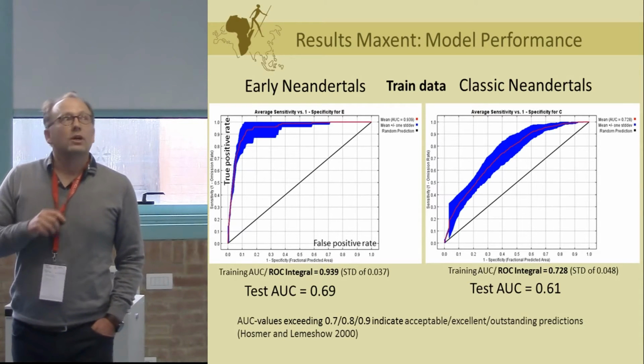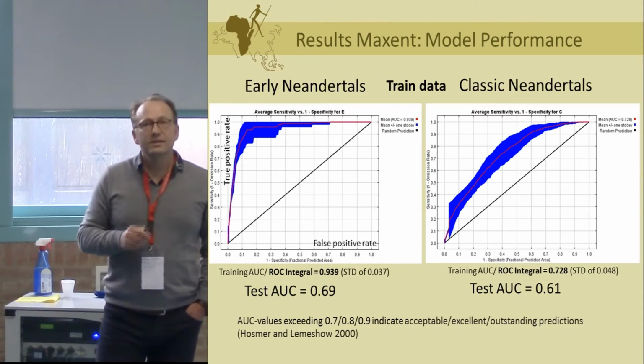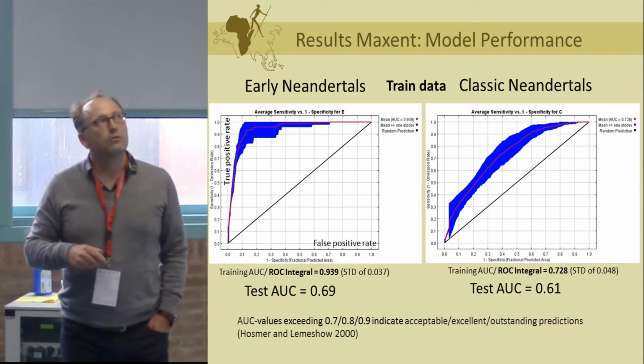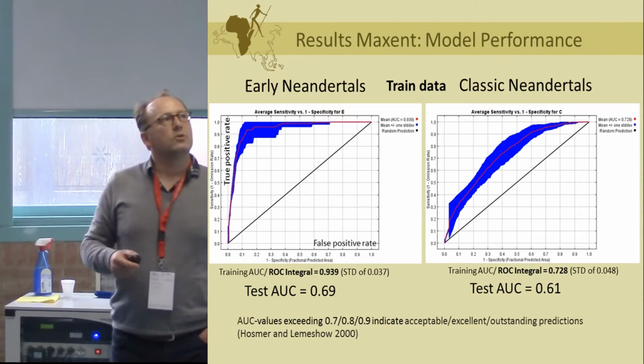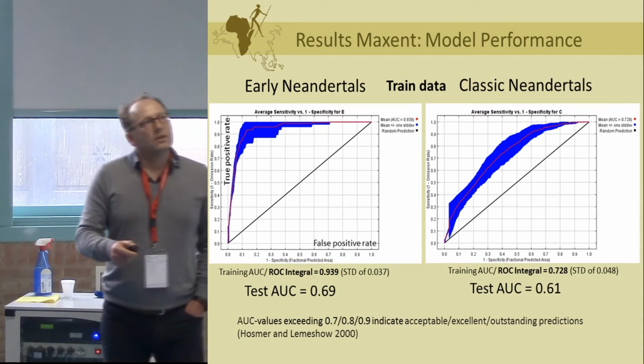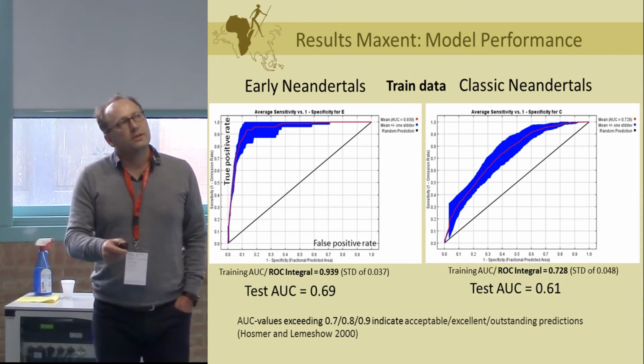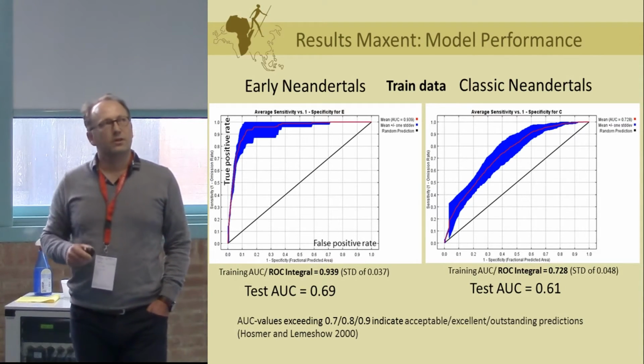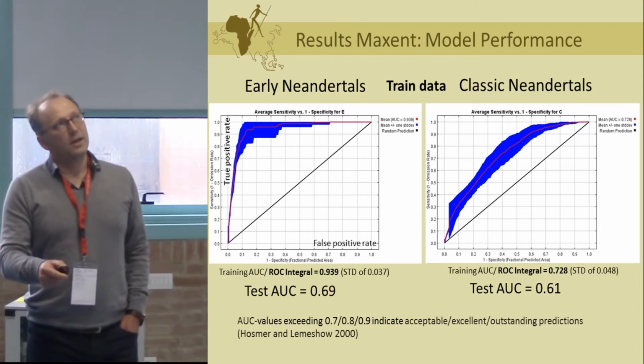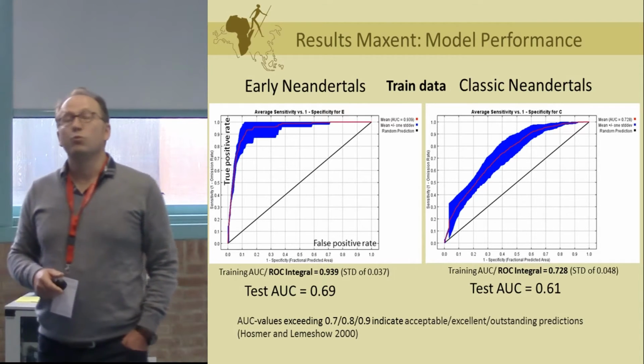However, you have to have a look also at the test data. You should not only have a look at the training data, but also the test data. And here you see that the model performance for the early Neanderthals is 0.69. It's not really good. And for the classic Neanderthals, it's even worse.